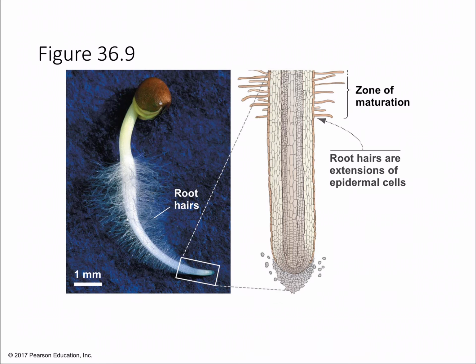Here you can see the root hairs very clearly in this seedling. There's where we talked about the actively dividing cells and the growth of the root, and then up here is where all the root hairs are, and that's where all of this absorption of nutrients is taking place.